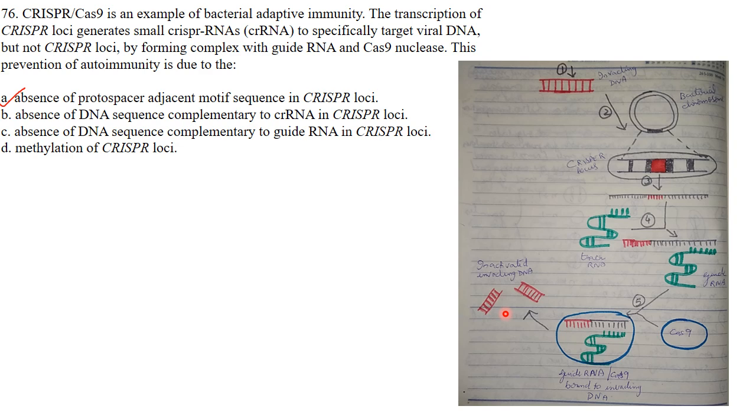So what have they asked? How does this CRISPR-Cas system distinguish between self and foreign DNA to avoid self-targeting? This is through the absence of the protospacer adjacent motif sequence in the CRISPR loci. Answer is option A.